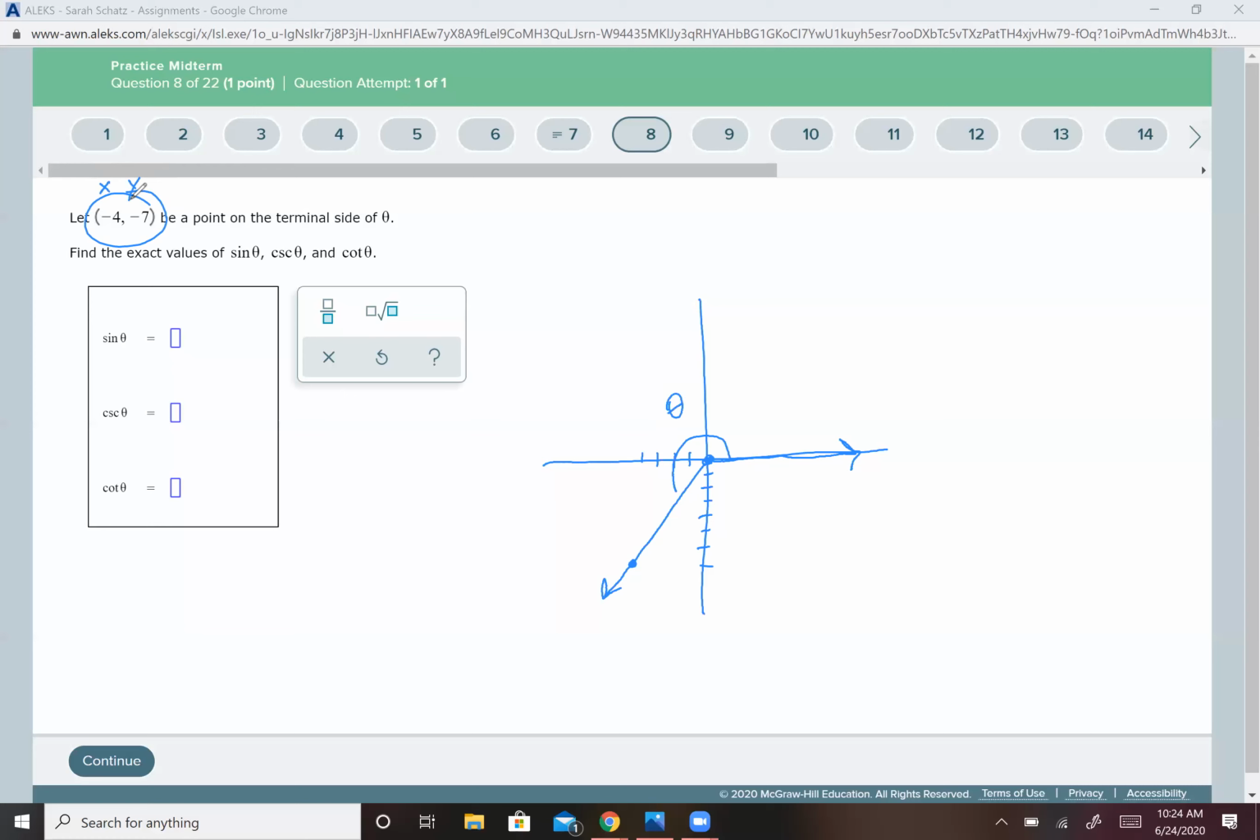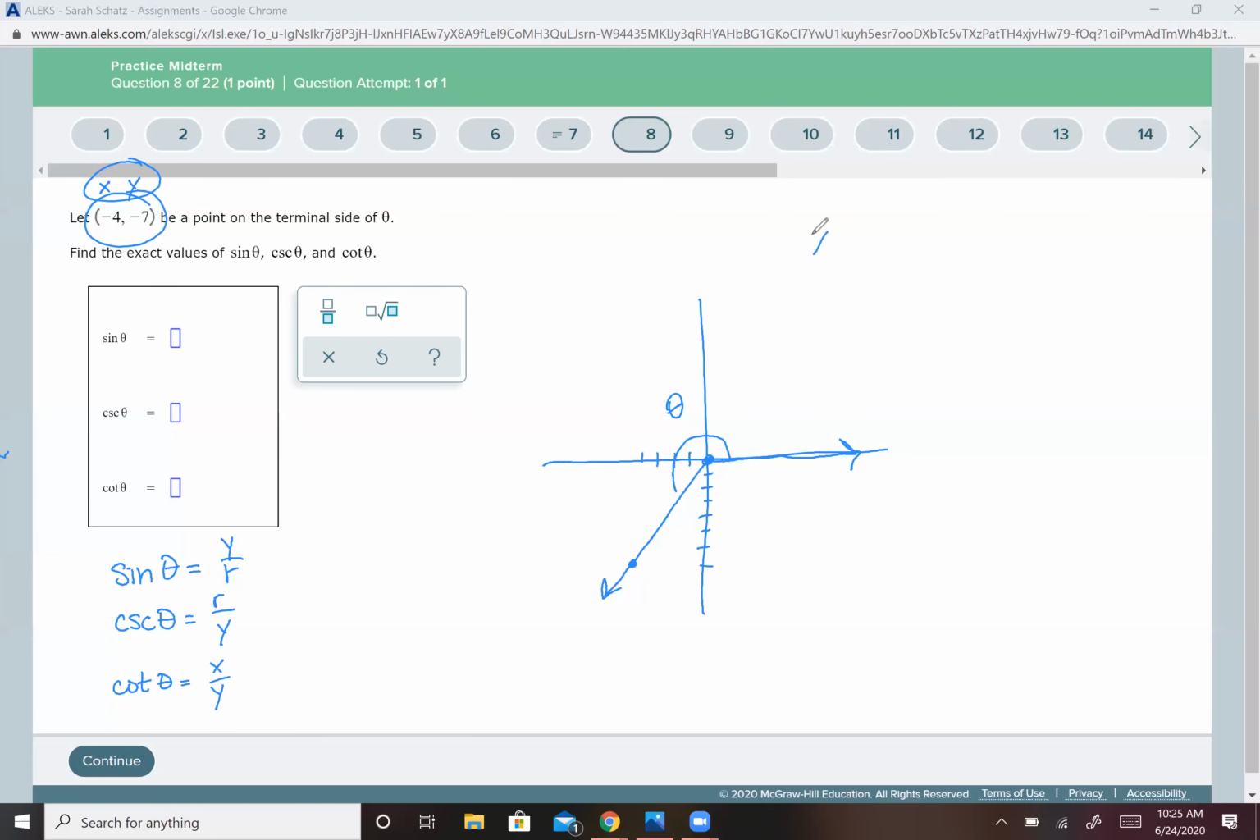So remember, in the plane, we have certain side ratios. They're still opposite and adjacent and hypotenuse, but we think about them a little differently using x, y, and r. So remember for sine theta, sine is y over r. It's also looking for cosecant, which is just the reciprocal of sine, so cosecant is r over y. And then it wants cotangent, and cotangent is x over y. So if I remember the ratios with x, y, and r, and they already gave me x and y, all I have to do is find r.